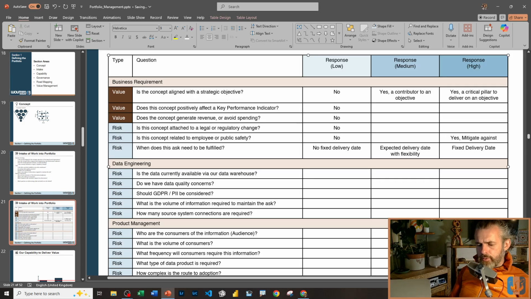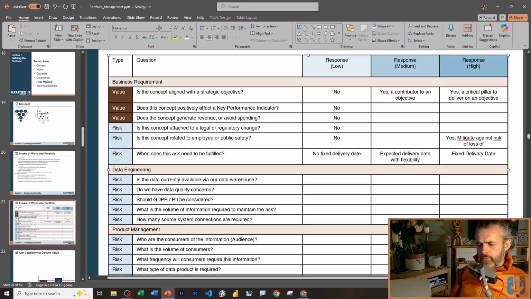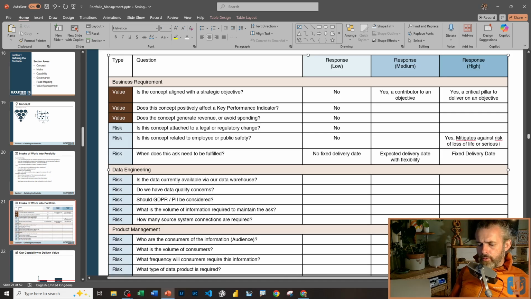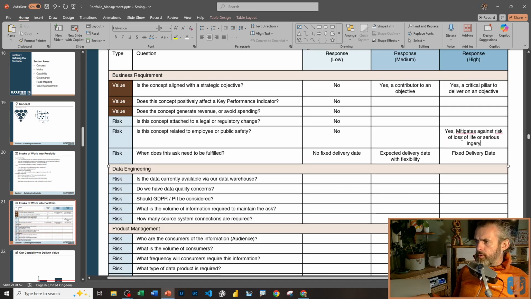Mitigates against risk of loss of life or serious injury. Can you tell that I don't know how to spell? So medium response on the employee and public safety one, yes.